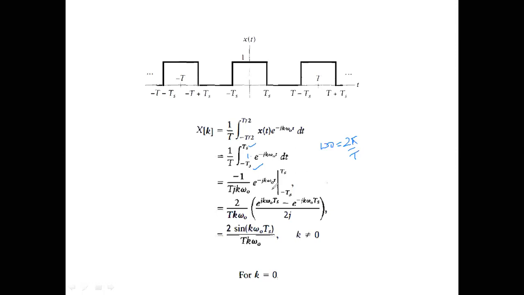We know that e to the power j theta minus e to the power minus j theta divided by 2j is a sine, right? Then you get this particular thing. This is my Fourier series.